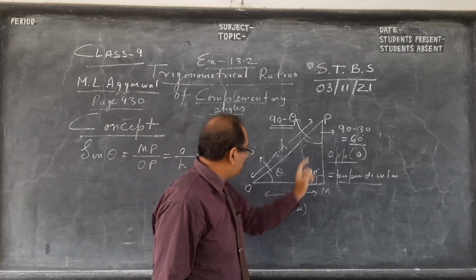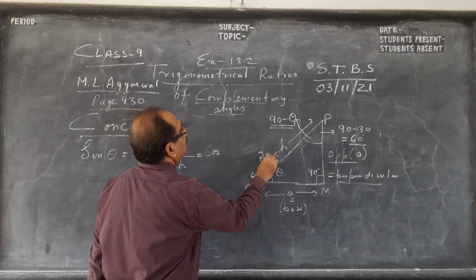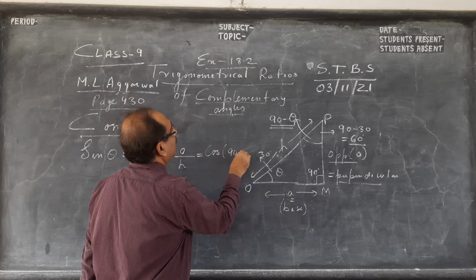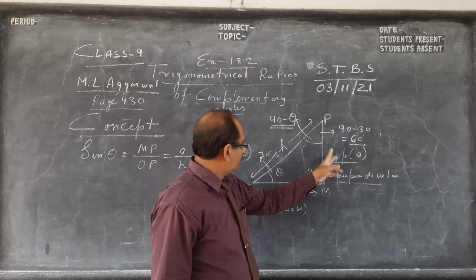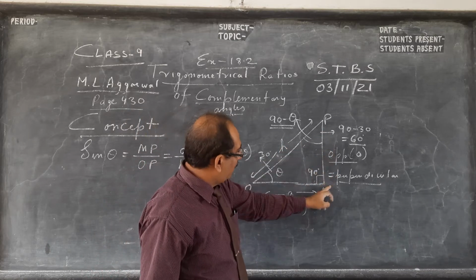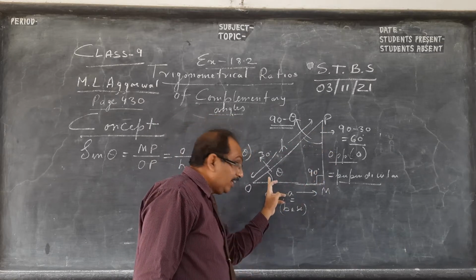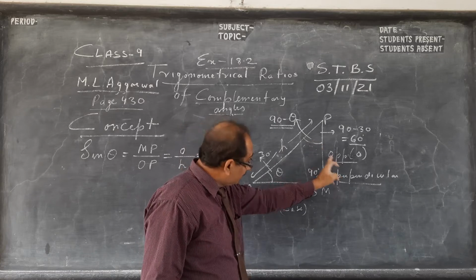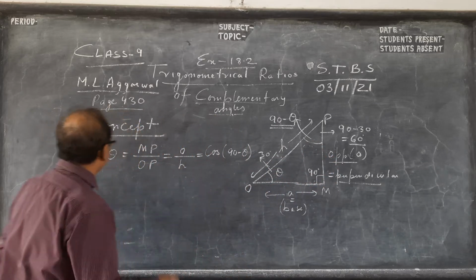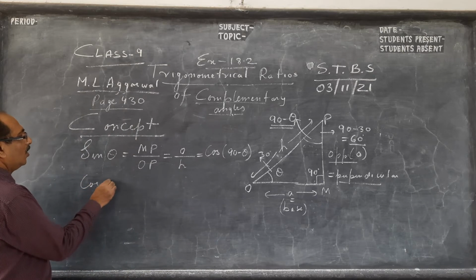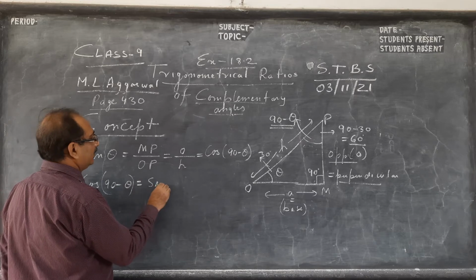So for this angle, cos, this was an example, 90 minus theta: cos of this angle is also MP by OP. What is sine of this? This by this. Cos of this is this by this. So sine theta is cos of 90 minus theta, or you can say cos of 90 minus theta is sine theta.